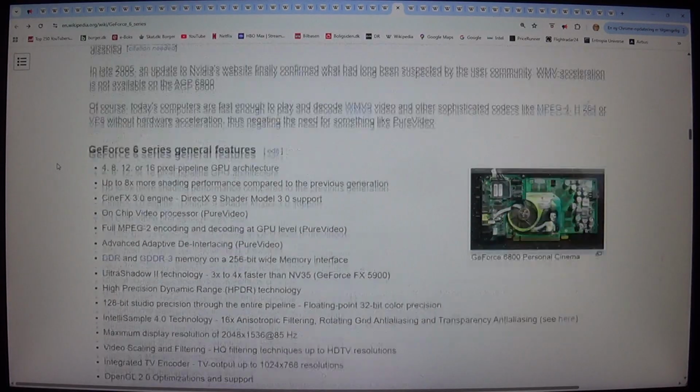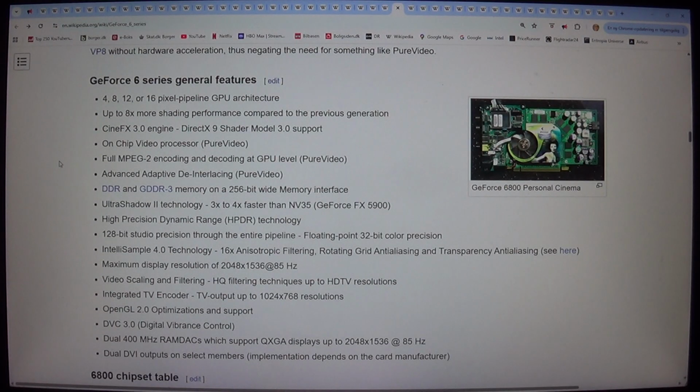GeForce 6 Series general features. 4, 8, 12, or 16 pixel pipeline GPU architecture. Up to 8x more shading performance compared to the previous generation. CineFX 3.0 engine, DirectX 9 Shader Model 3.0 support. On-chip video processor, PureVideo. Full MPEG-2 encoding and decoding at GPU level, PureVideo. Advanced adaptive deinterlacing, PureVideo.